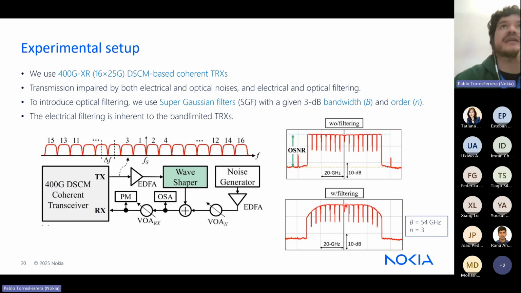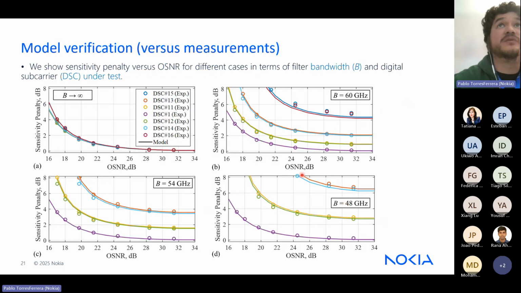And then we wanted to analyze whether our model still predicts the experimental results well. And this is something that we will present at OFC in 2 weeks. And these are the results. The markers are the experimental results. The solid lines are, again, the model predictions. And as you can see here, for different subcarriers and for different combinations of bandwidths, we have a good agreement.